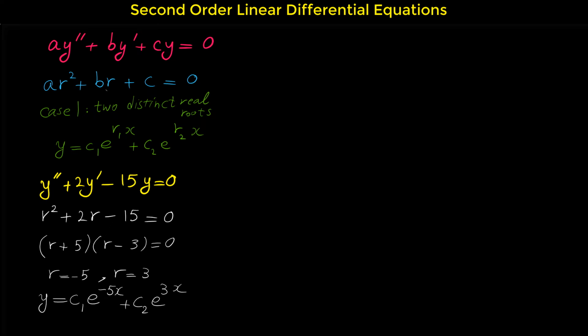As you can see, solving second order linear homogeneous differential equation is really easy. Just write the characteristic equation, find the roots of that, and then use this formula. 3 simple steps.